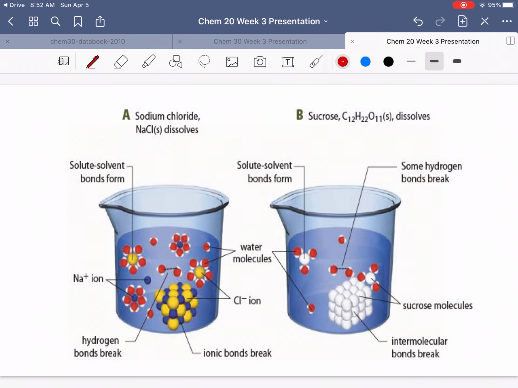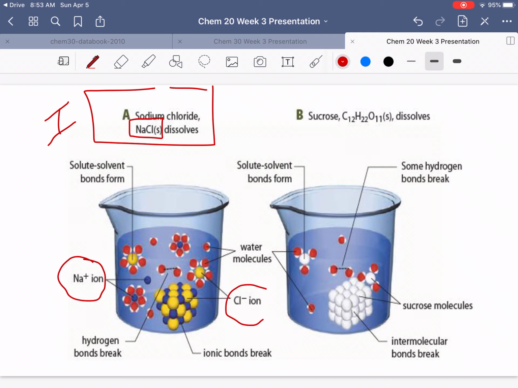And here's a good comparison of two of them that we're going to look at. On this side is sodium chloride. Now think about what sodium chloride is. Sodium is a metal ion. Chloride is a non-metal ion. So this is an ionic compound for sure. If it's an ionic compound, then we end up with ions that are dissolved. Those ions get split up by the water molecules. I don't know if you can see this, but the water molecules are these red and white ones, right? Those are water.